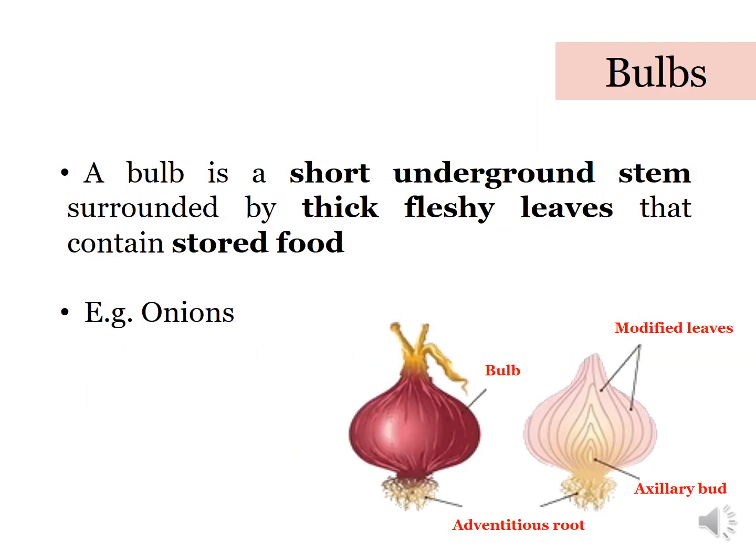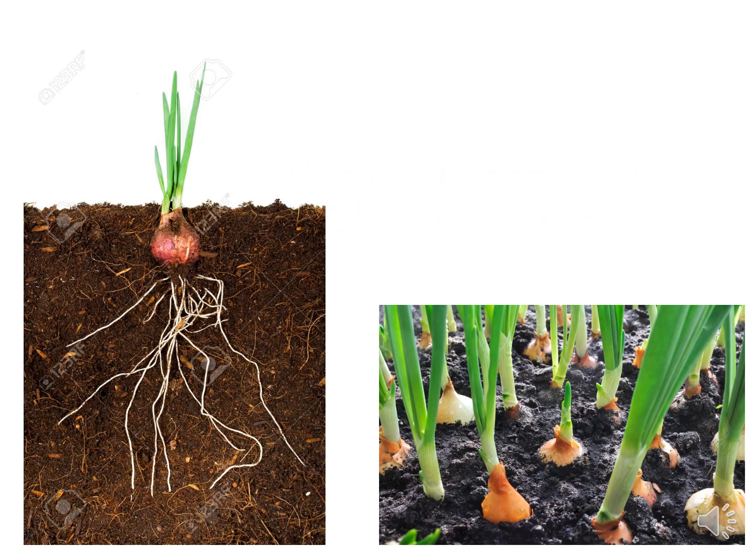Okay, surely you have learned about this in school, but let's do a quick recap of these organs. First one is bulb, a short underground stem surrounded by thick fleshy leaves. Easy example, onion. You can see in this picture a short underground stem of an onion.